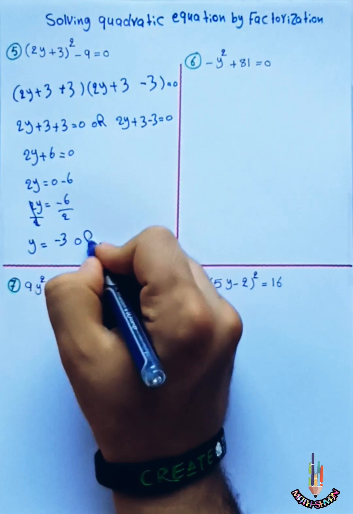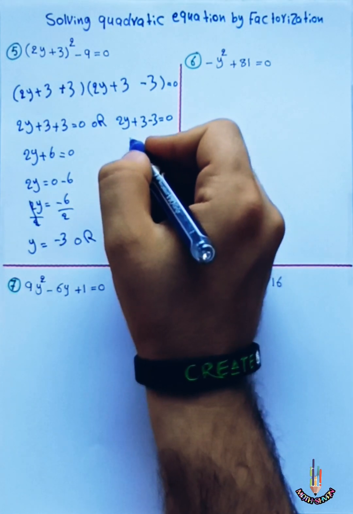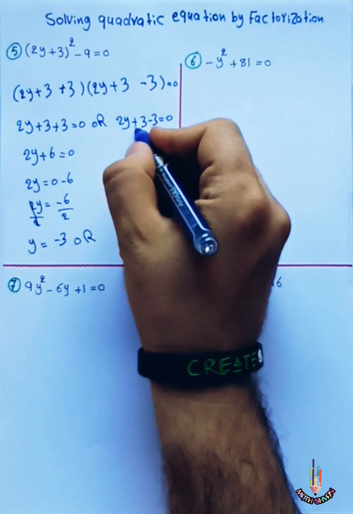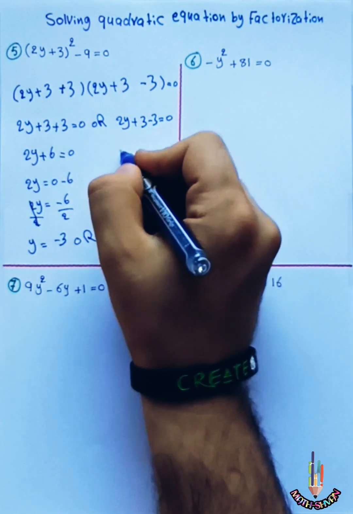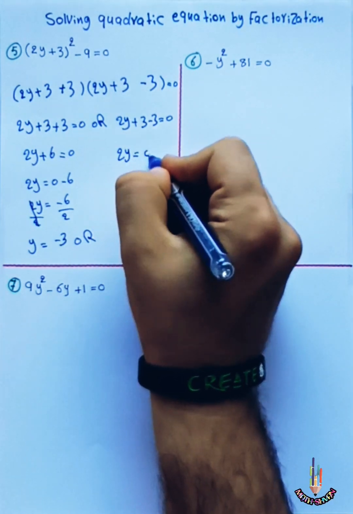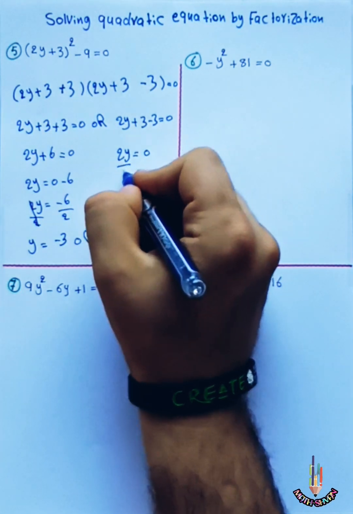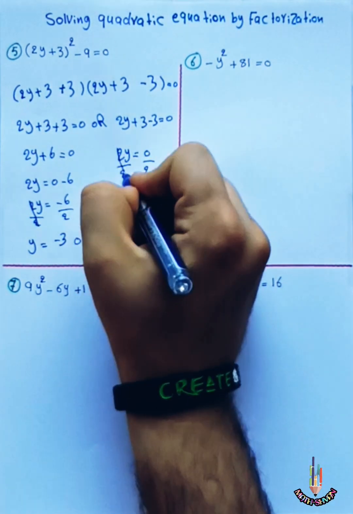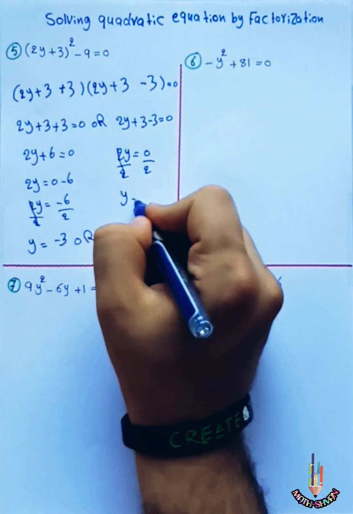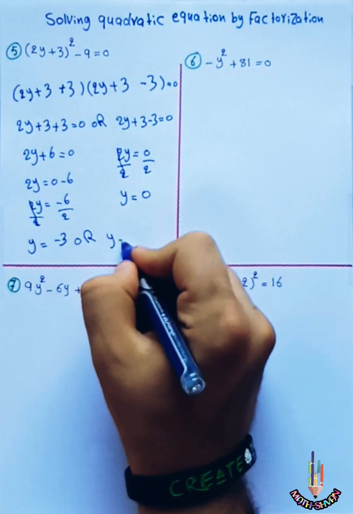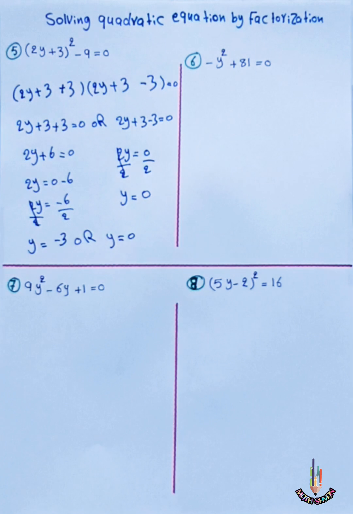or the second expression, 2y plus 3 minus 3 equal to 0, we can simplify, plus 3 minus 3 equal to 0, so we have 2y equal to 0, you have to divide both sides by 2. These two terms are cancelled, y equal to 0. So y equal to negative 3 or y equal to 0. The solutions are negative 3 and 0.